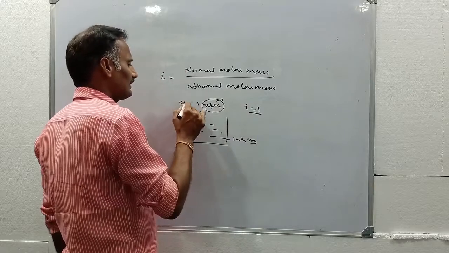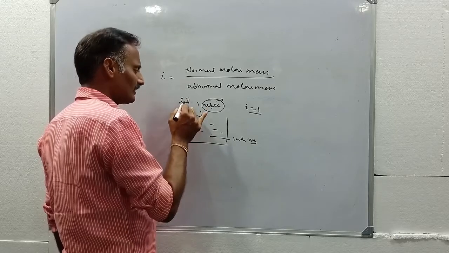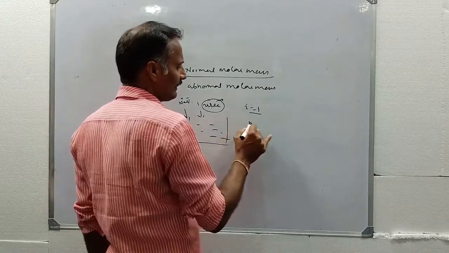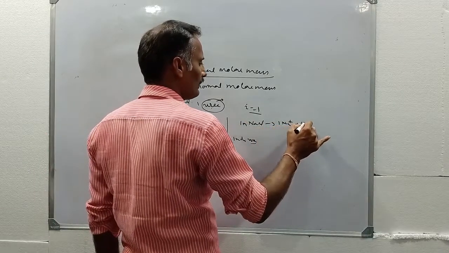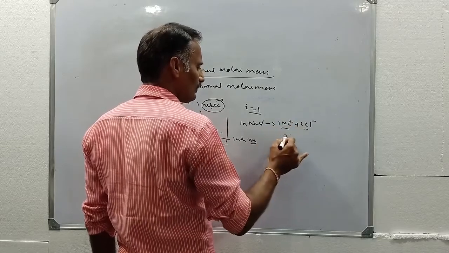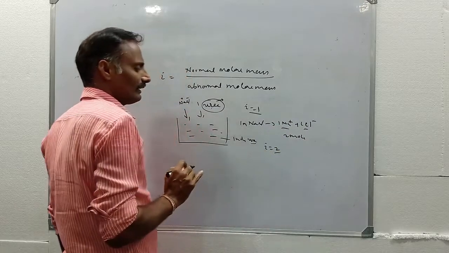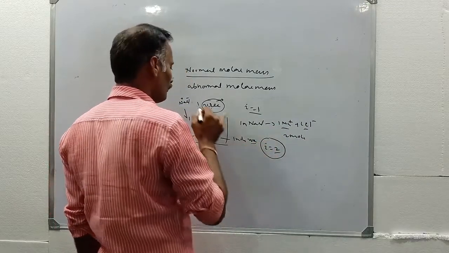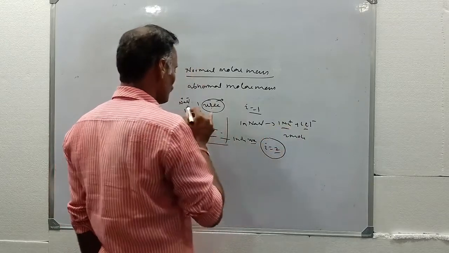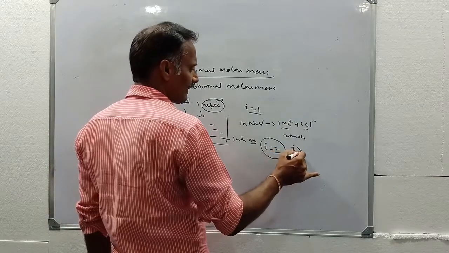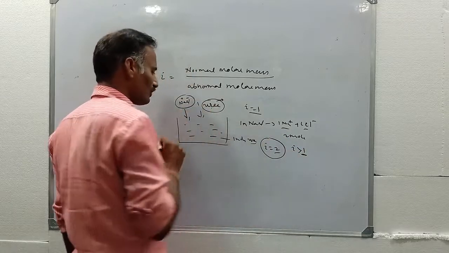For example, if you are adding NaCl to water, then what happens? NaCl undergoes dissociation into Na+ and Cl-. If you add 1 mole of NaCl, it gives 1 mole of Na+ ions and 1 mole of Cl- ions. 1 plus 1, that is 2 moles of ions. Then what is the i value? The i value equals 2. That indicates if you add 1 mole of NaCl, you will get 2 moles of ions due to dissociation. So the i value is greater than 1. If the i value is greater than 1, it indicates the solute undergoes dissociation.